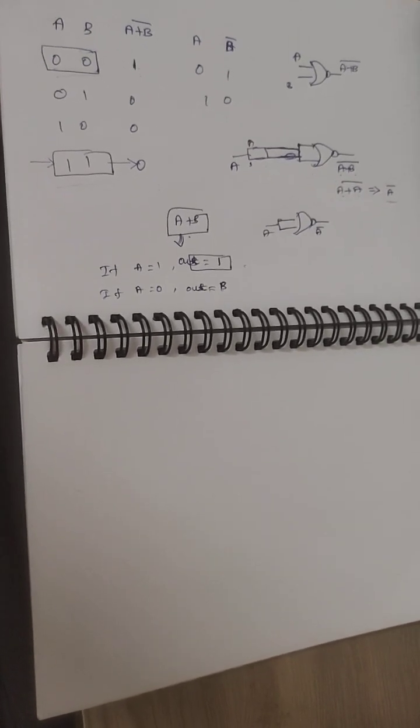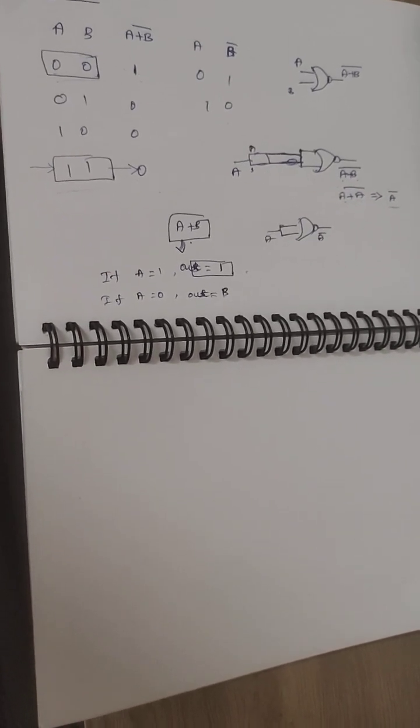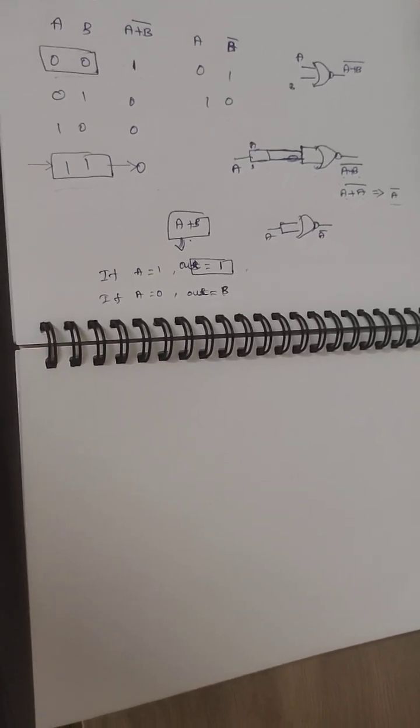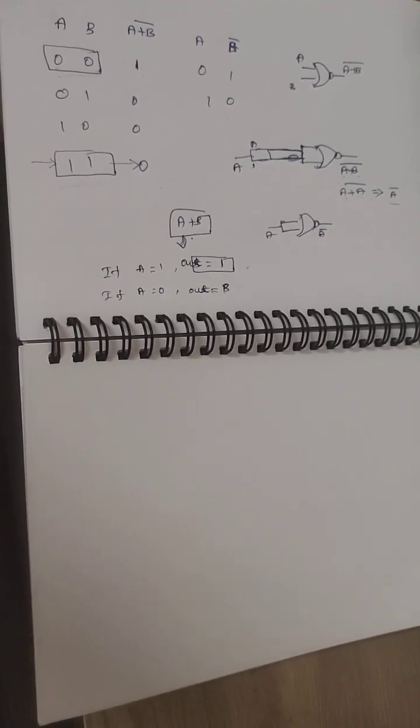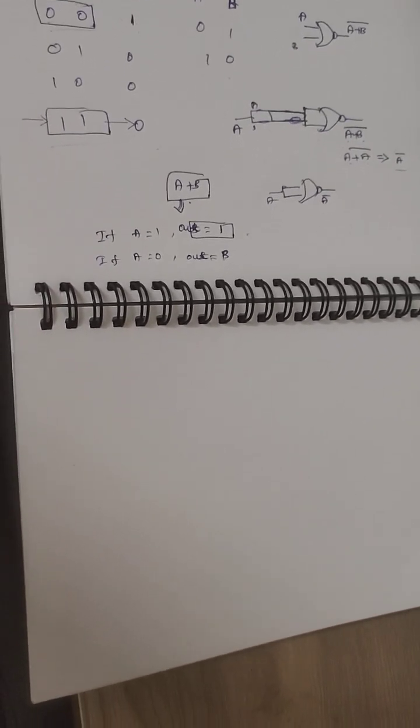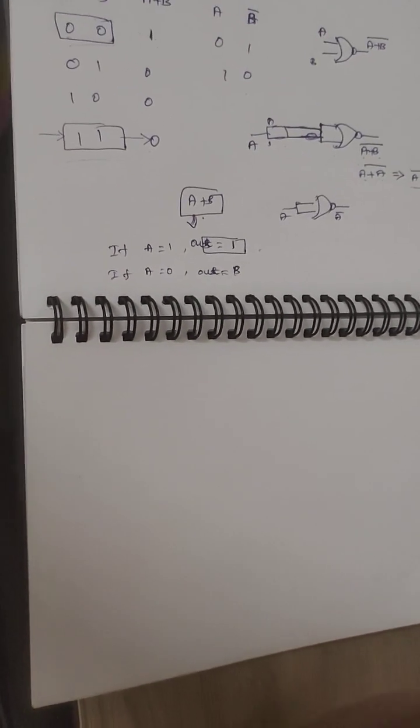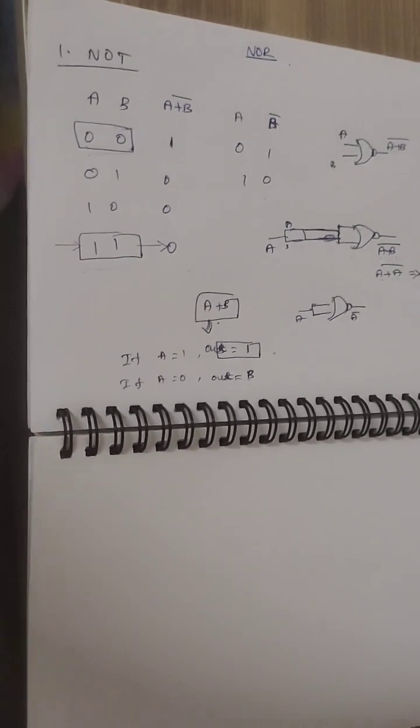Since it's 0, we know the OR gate needs a high input to make the output high. So it depends upon the other input. If the other input is 0, it will give output as 0. If the other input is 1, it will give output as 1. So this is generally the OR gate operation.